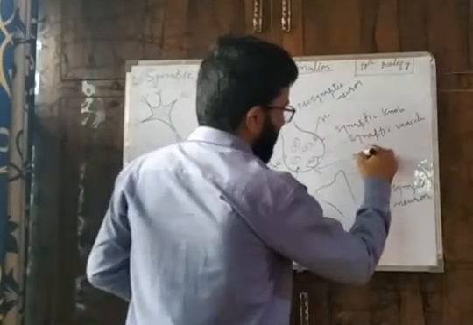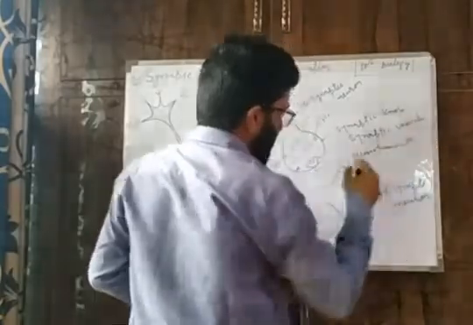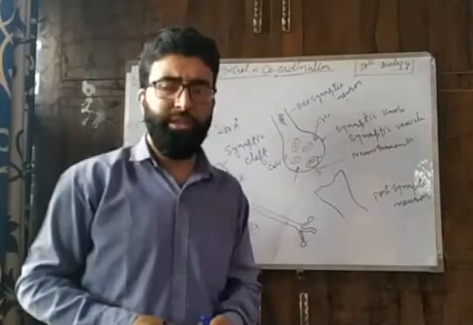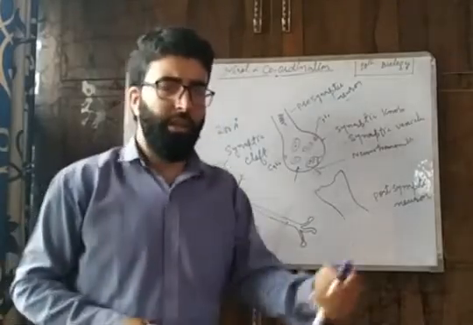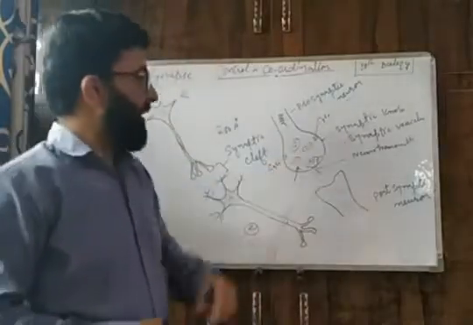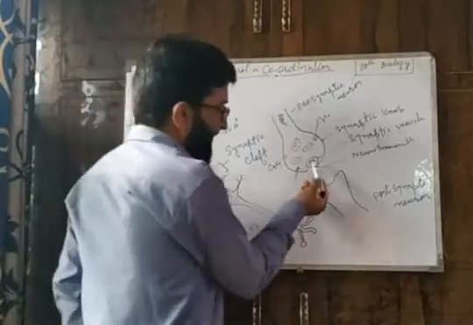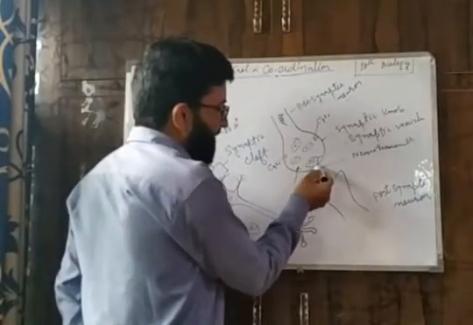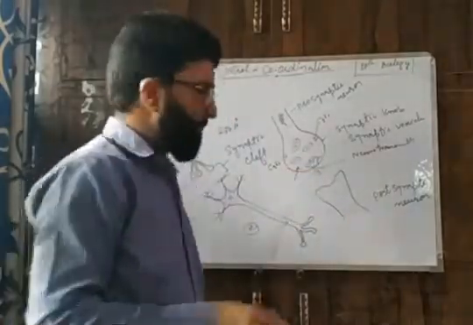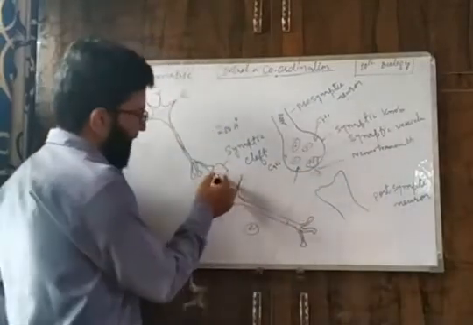These are the neurotransmitters. For example, a common example is acetylcholine. There are other neurotransmitters like norepinephrine, dopamine, serotonin, glycine, etc. Acetylcholine is the most commonly found. When the synaptic vesicles release these neurotransmitters by exocytosis, they enter into the synaptic cleft, this gap here.